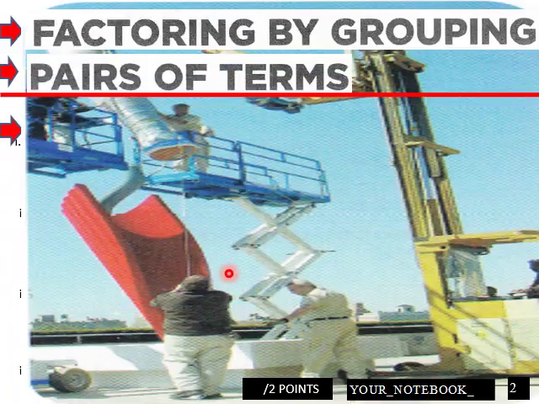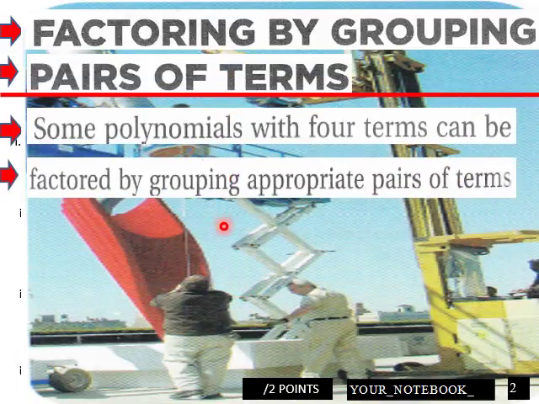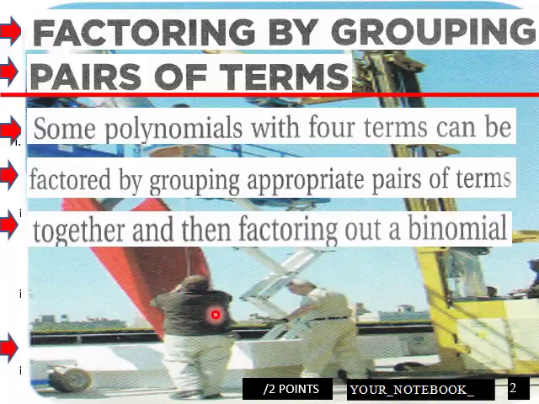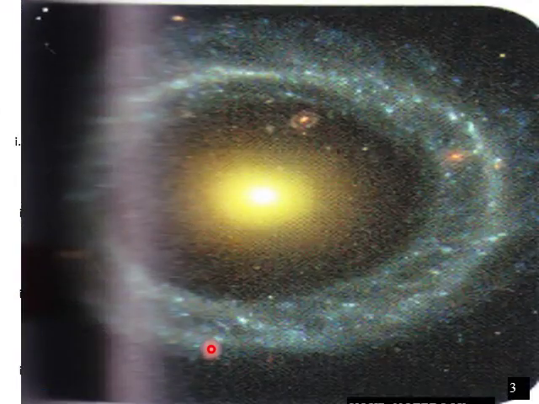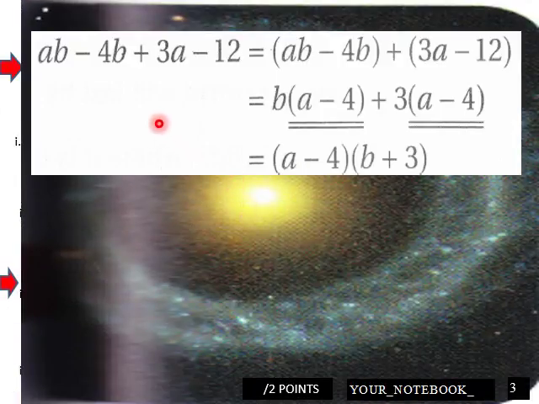Factoring by grouping pairs of terms. Some polynomials of 4 terms can be factored by grouping appropriate pairs of terms together, and then factoring out a binomial that is common to both pairs of terms. This would be an example of that. We can factor out an a minus 4 from this expression here, and then an a minus 4 over here as well. And then we get this by using the distributive property and also the factoring by grouping method.